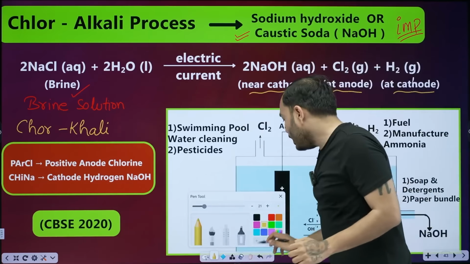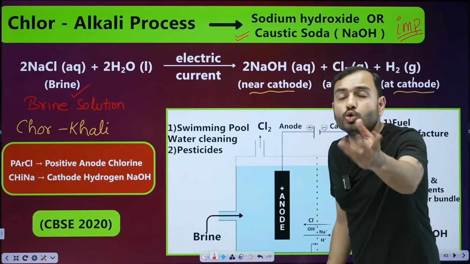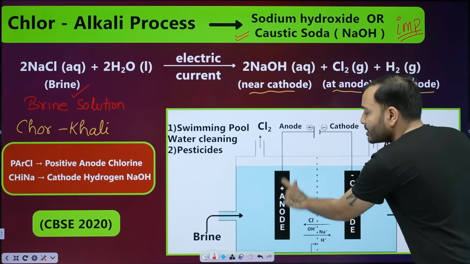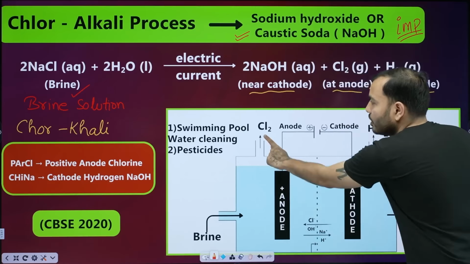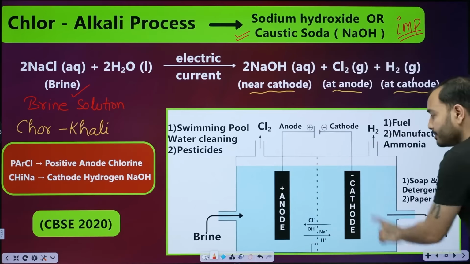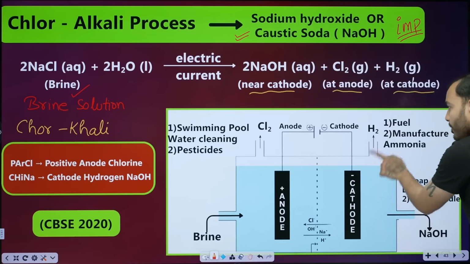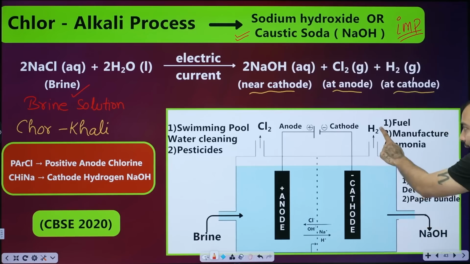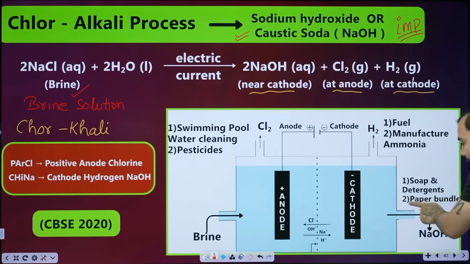Okay, one more thing. Now the products, this has been asked in exams. This is the chlor-alkali process. Positive is called anode. Parcel, positive anode. What is formed? Chlorine. And China, hydrogen at the cathode, and at the cathode NaOH also. China, cathode, hydrogen, and NaOH too.